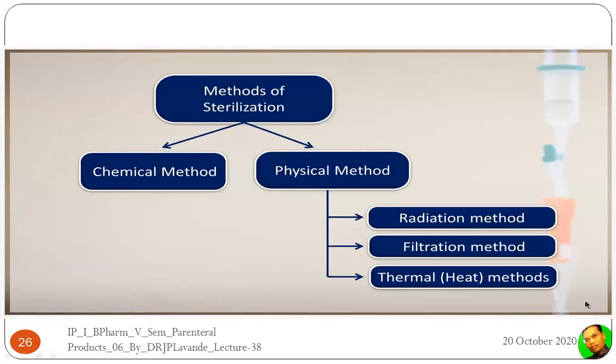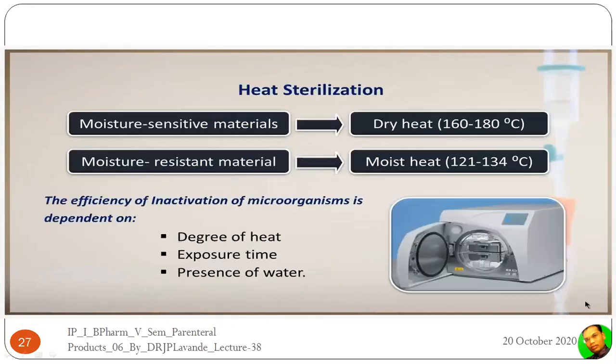And in case of the thermal heat method, we are going to use heat either in the form of dry heat or in the form of moist heat. Dry heat is the use of a hot air oven, and moist heat is the use of autoclaves. The dry heat sterilization process is to be operated at 160 degrees Celsius to 180 degrees Celsius for a period of 2 hours. This method is not suitable for moisture-sensitive materials. If the materials are moisture resistant, then dry heat is not employed, but moist heat sterilization, that is the use of autoclaves, is employed.